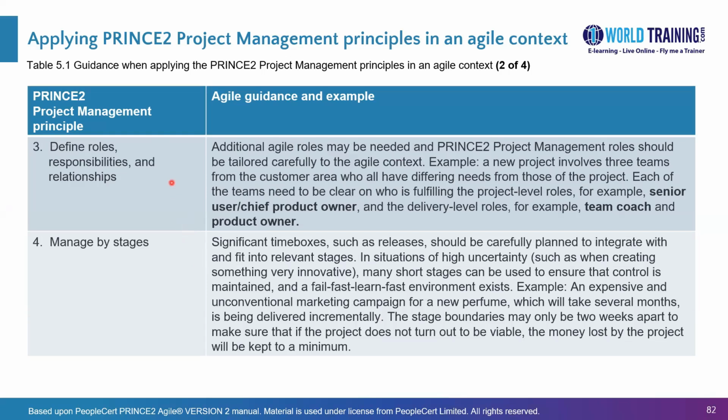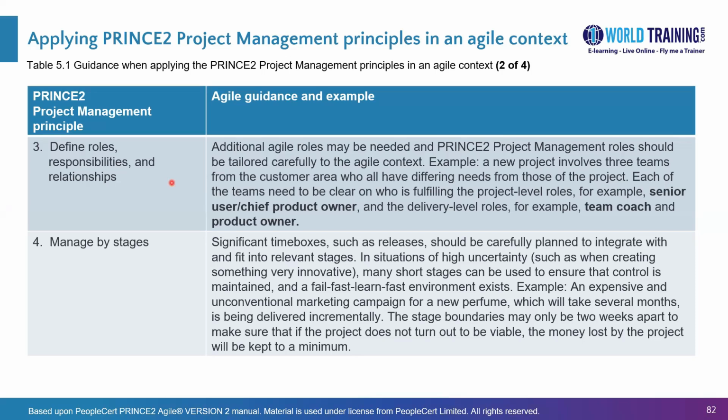The third one is about defined roles, responsibilities, and relationships. So this should be properly done in PRINCE2 Project Management. However, in Agile, there may be additional roles. For example, we will see later on in the organizing practice or organization practice, we have the chief product owner, who is actually equivalent to the senior user. And additionally, we have the team coach. And we also have the product owner, who is equivalent to the team manager.